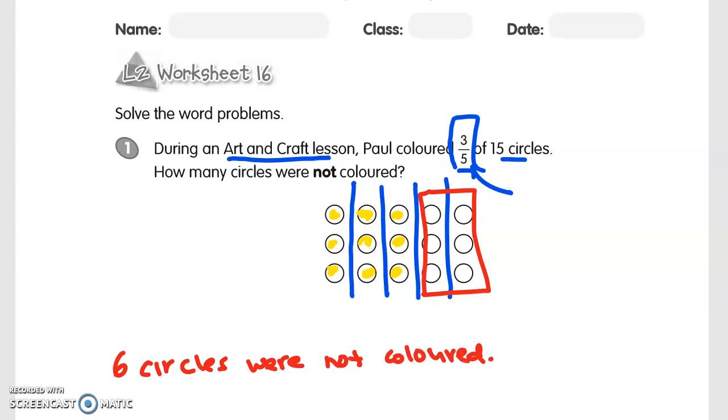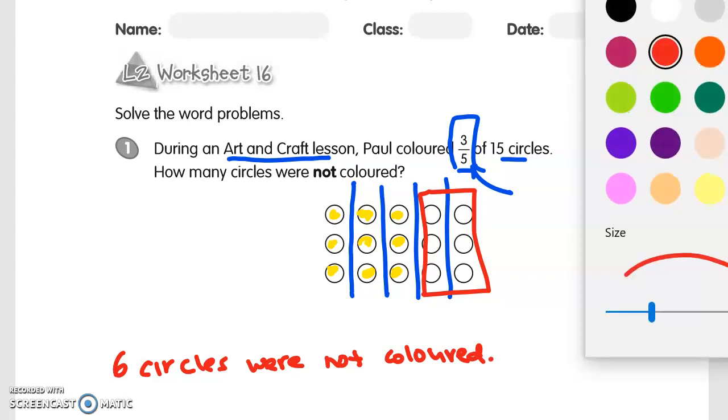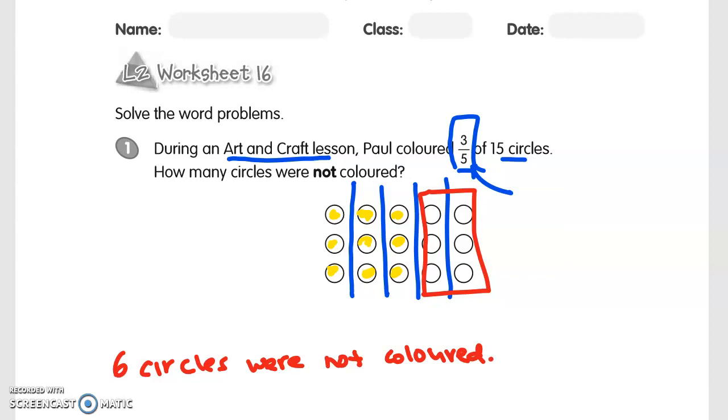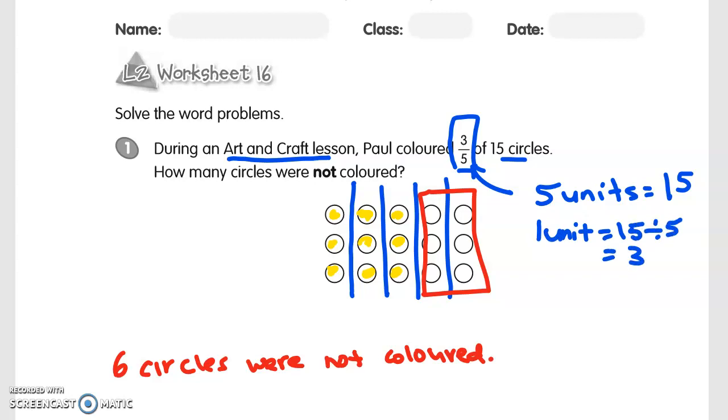But what if we did not have the pictorial to help us? Is there another way that we can do it? Yes, there's another way. The fraction also tells us that the total parts or total units is 5. So you can put 5 units equals 15. Let's find 1 unit, which is 15 divided by 5, you will get 3.